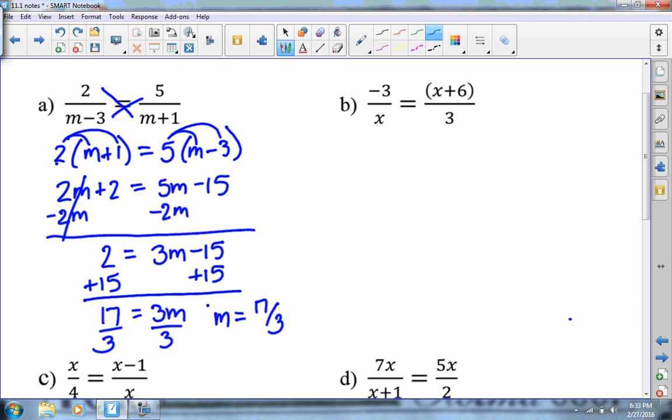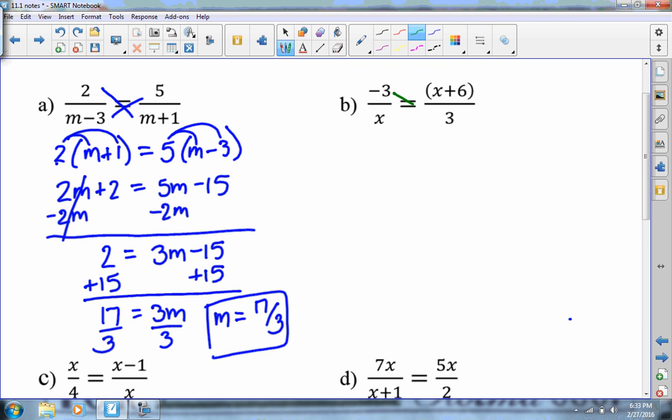Okay, in the next problem, I am going to have to cross multiply again. And this time, you can see that when I cross multiply, my variables are actually going to get multiplied together. Here, when I cross multiplied, I ended up having a variable on the left side and a variable on the right side of the equation.